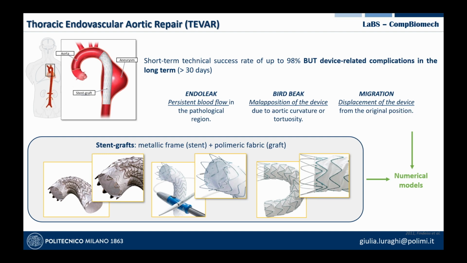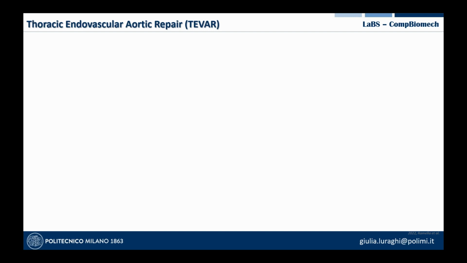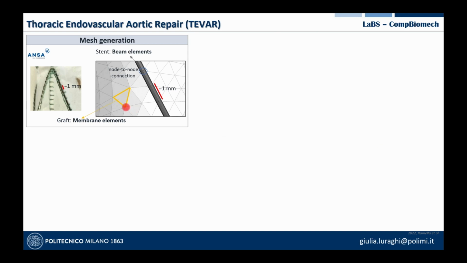So the stent graft, you can see in the bottom panel, is composed of some rings made of nitinol and a graft. So we discretize in this case the stent with beam elements and the graft with membrane triangular elements. And we connected the stent and the graft with a node-to-node connection by measuring the distance of the sutures. So we tried to replicate exactly the distance with the mesh, with a node-to-node connection.